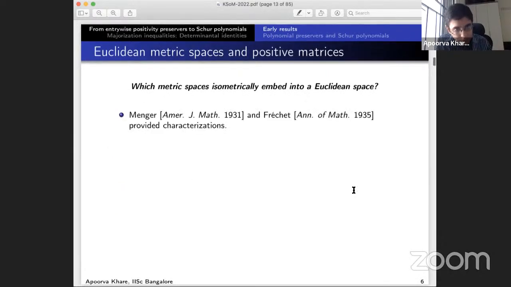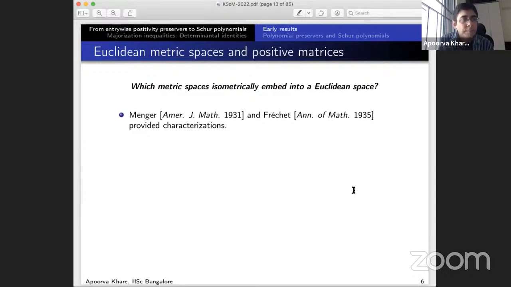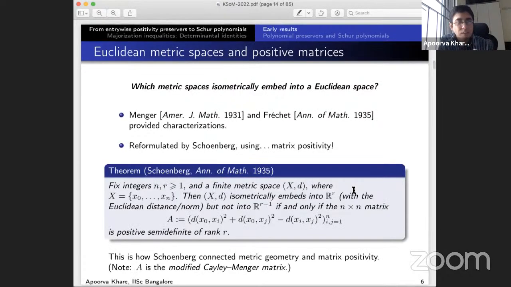So there were some characterizations provided in the 1930s by Frechet and Menger and so on. And then Schoenberg recast one of these results using matrix positivity. This is not 1942, but this is his first paper along these lines, first result maybe. And here is his result.